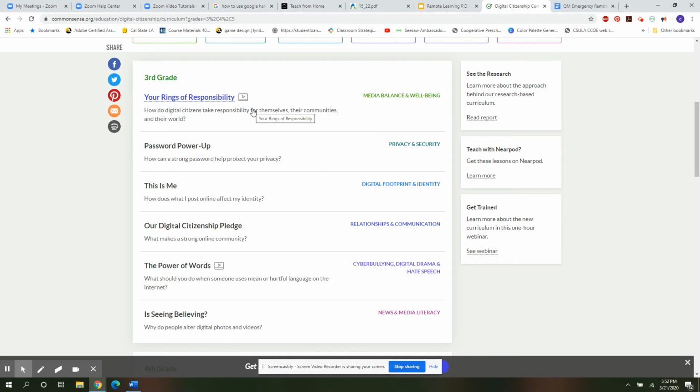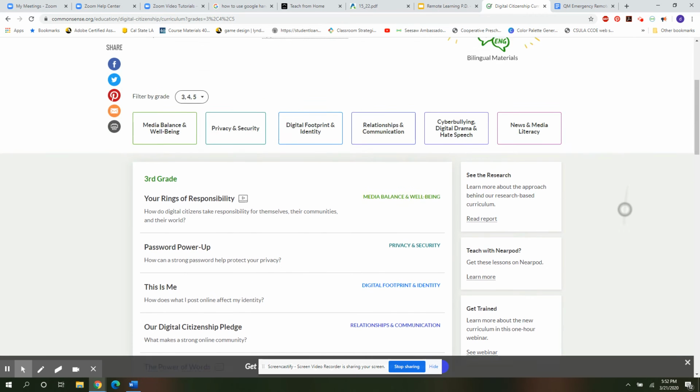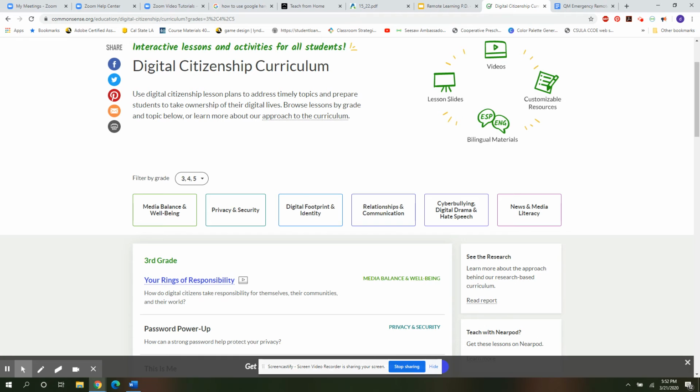So I really enjoyed the Rings of Responsibility. It's about responsibility for yourself, responsibility for others, and then responsibility for your community. I really like that concept and the idea of the rings of responsibility. You have a digital citizenship pledge, and then also the power of your words, the consequences of making inappropriate or rude comments online. But again, they have plenty of lesson plans for all of the grade levels. You can look around and select some of your favorite ones.